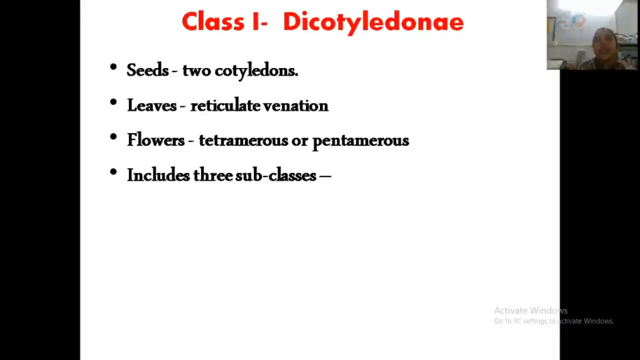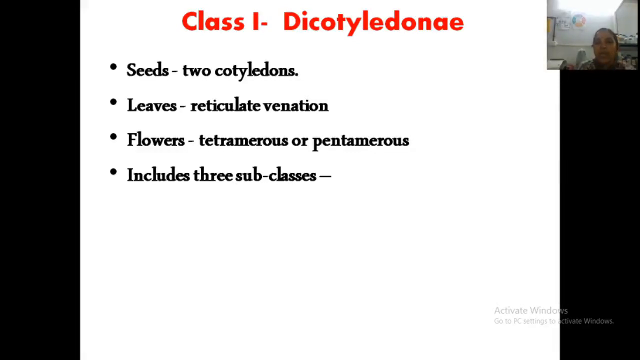Class 1 is the Dicotyledones. What do you mean by Dicotyledones? What does the class Dicotyledones include? All plants with 2 cotyledons and leaves with reticulate venation: a midvein, then a number of lateral veins. Then flowers that are tetramerous or pentamerous, with 5 sepals, or 4 likewise. These are all things we discussed in the morphology part, so I am not going to describe every term again.